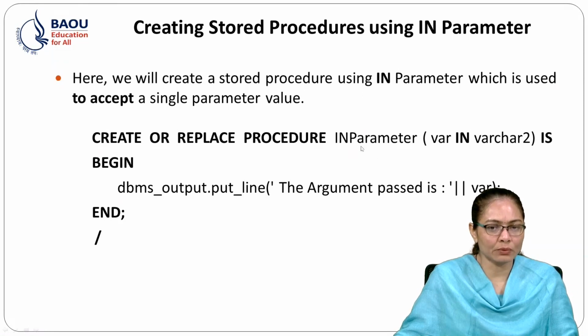You can give any name related to the procedure code. Here in parameter, we will give the procedure name. In the bracket, where is a variable name. Then IN is accepting the value from the calling statement and storing it in the where variable, which is defined as a VARCHAR2. So it will store numbers as well as characters and strings.